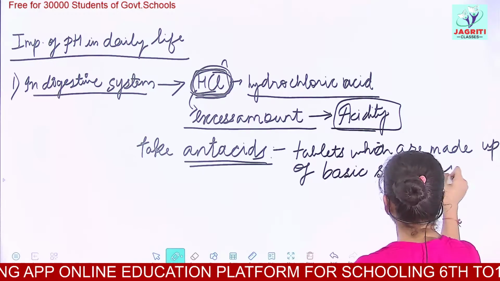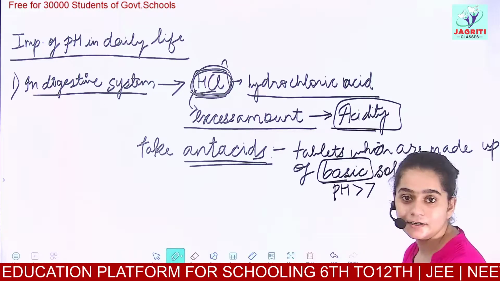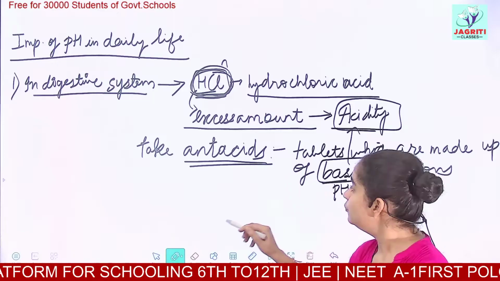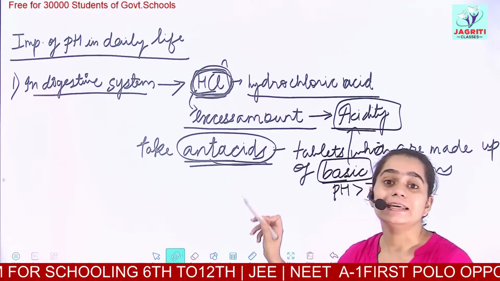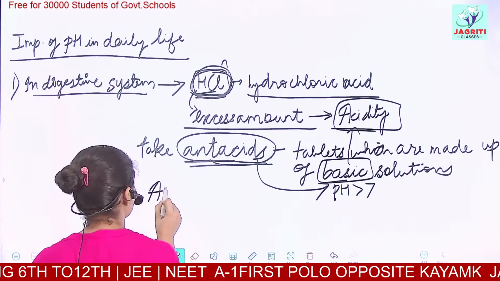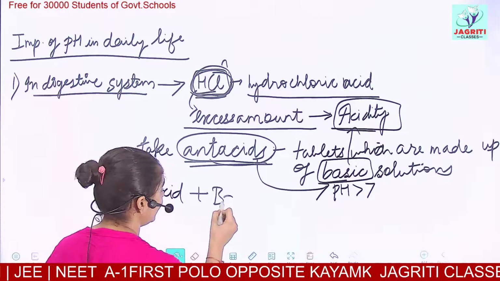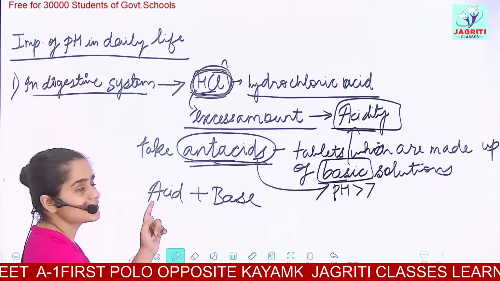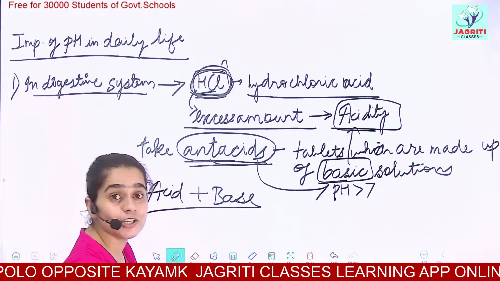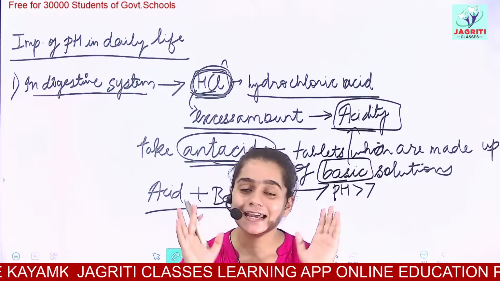What do you mean by basic? That is, its pH is greater than 7. So to neutralize the excess acid produced in the stomach, we take antacids, and these antacids are basic in nature. So when the acid in our stomach combines with these antacids, or I can say the base, which kind of reaction is this? Yes, this is a neutralization reaction. When an acid reacts with a base, it is only neutralization.